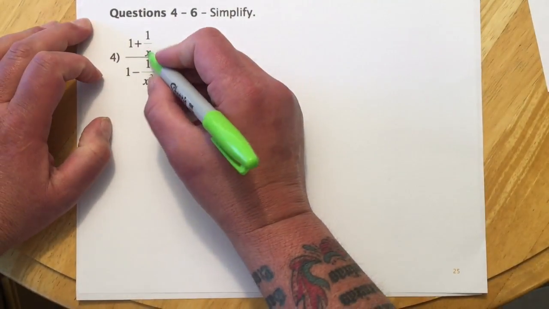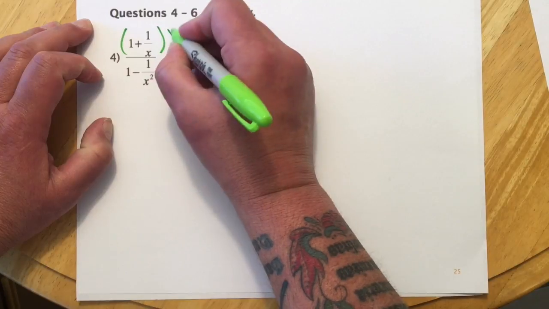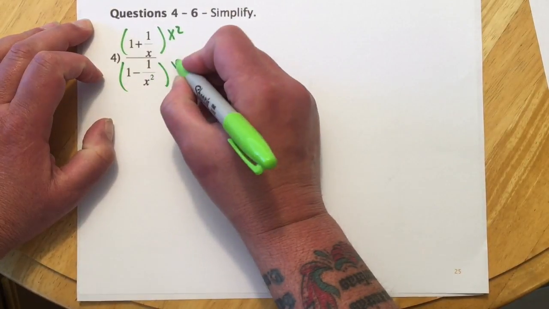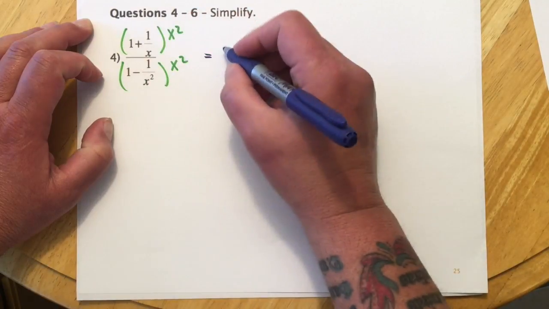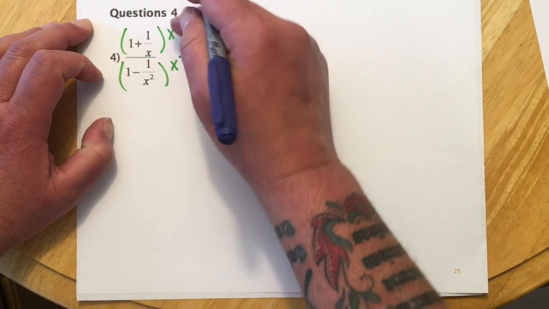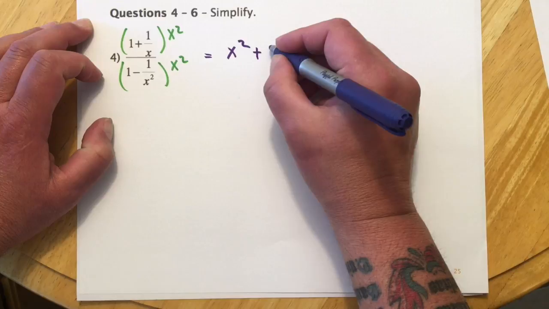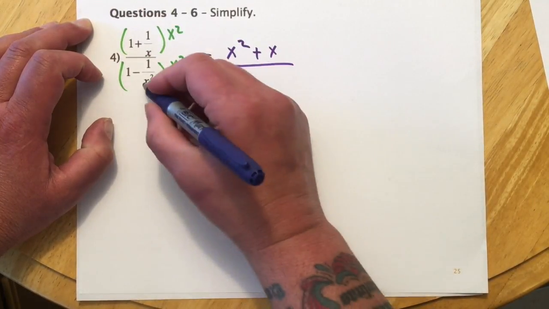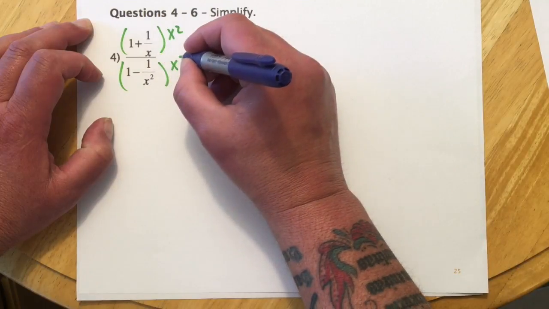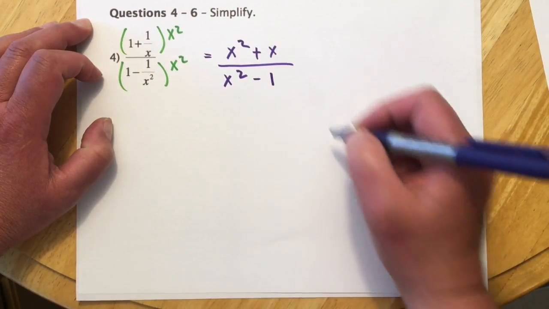So for this one, we've got x and x squared, so our LCD is x squared. So x squared times 1. And this will be x squared over x, so that's going to leave a plus x. X squared times 1 again. And this will be x squared over x squared, so those are canceling, but leaving the 1.